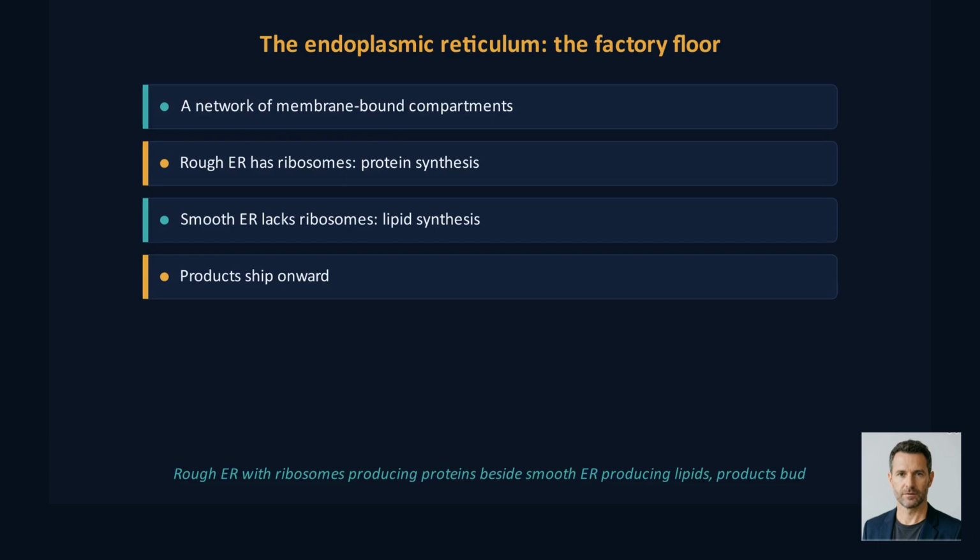So one division builds proteins while the other builds lipids, two product lines running on the same factory floor, and both feed their products into the same delivery network. Whatever the endoplasmic reticulum makes does not stay there. It is loaded up and shipped onward to the next station for finishing and sorting.